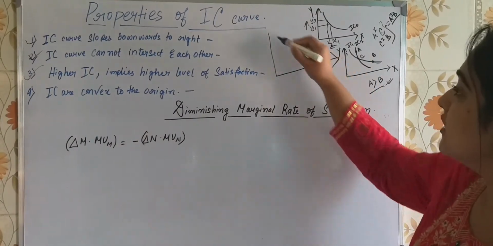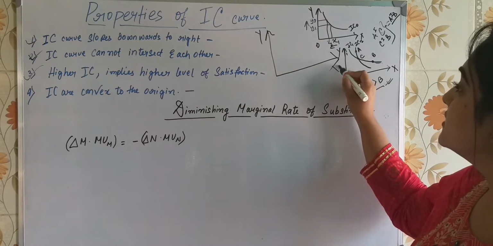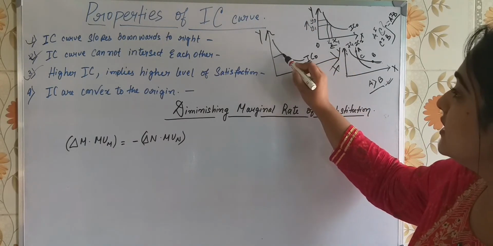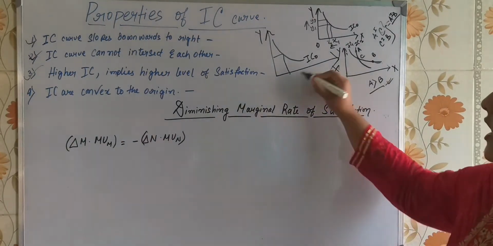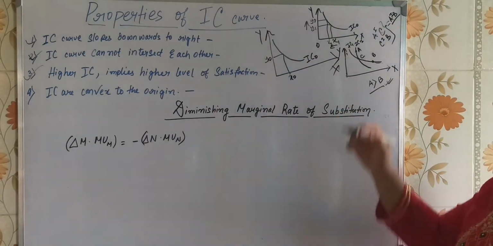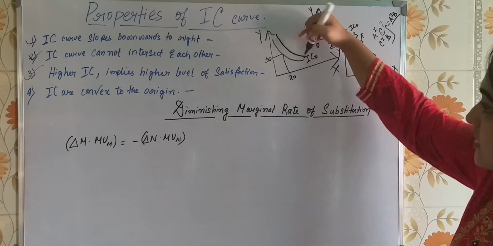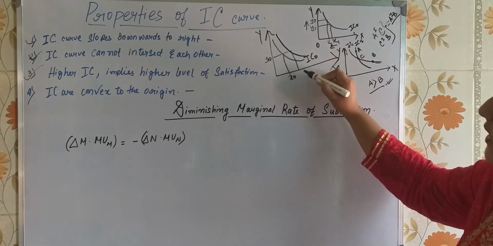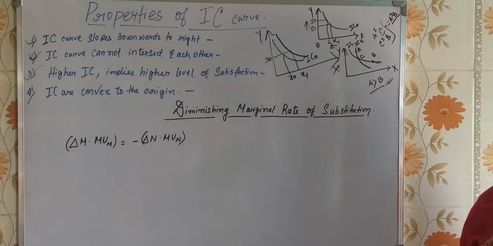The third one is that the higher the IC curve, the higher is the level of satisfaction. Yes, you see, if this is an IC curve, this one is IC naught, right? It is giving this much satisfaction, okay? X naught unit and Y naught unit. Now, if I am having a higher IC curve like here, right? With the same Y naught, I can consume more of X commodity, isn't it?